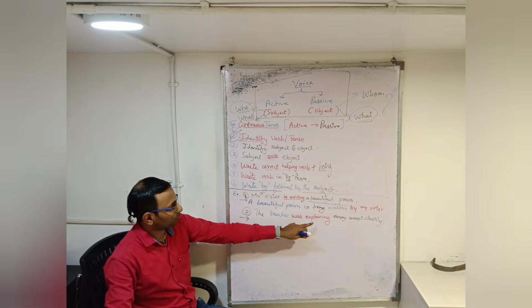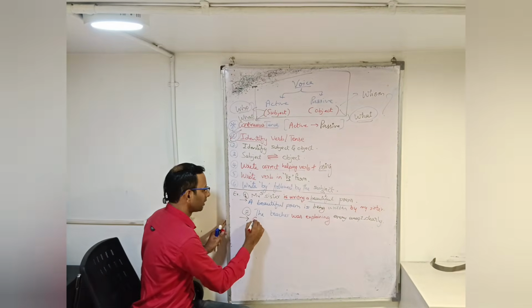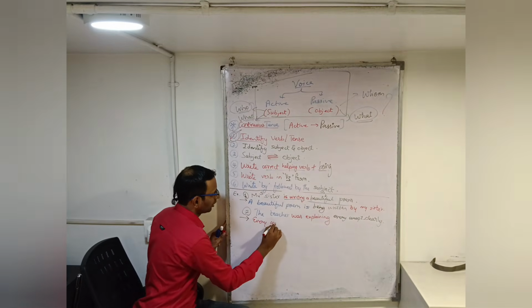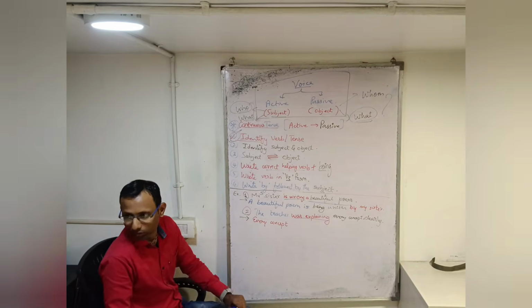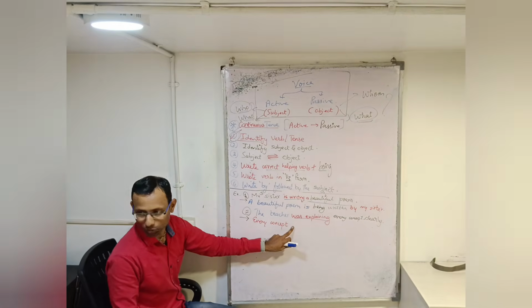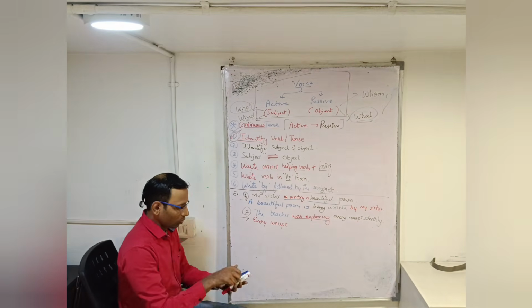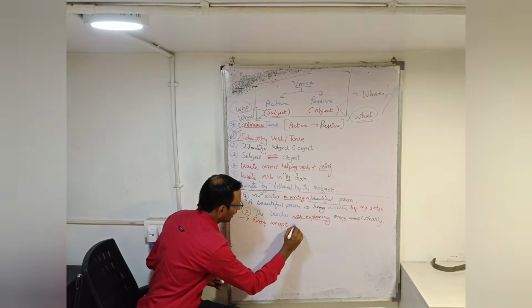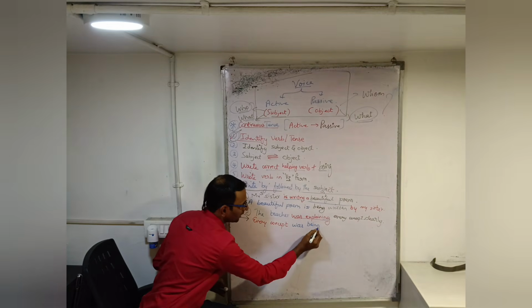The teacher was explaining every concept clearly. Every concept, very good, beta. Now, was explaining is which tense? Past continuous, no? Correct. So the answer will also be in past continuous. So, every concept was being explained. Was being. Because of this ing, beta, we want this being.